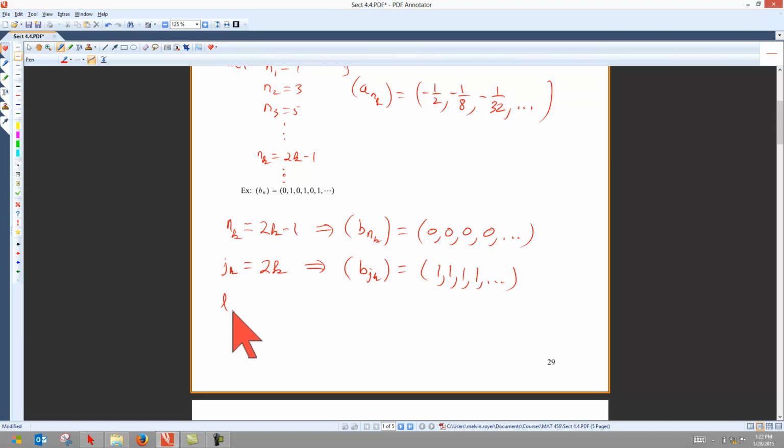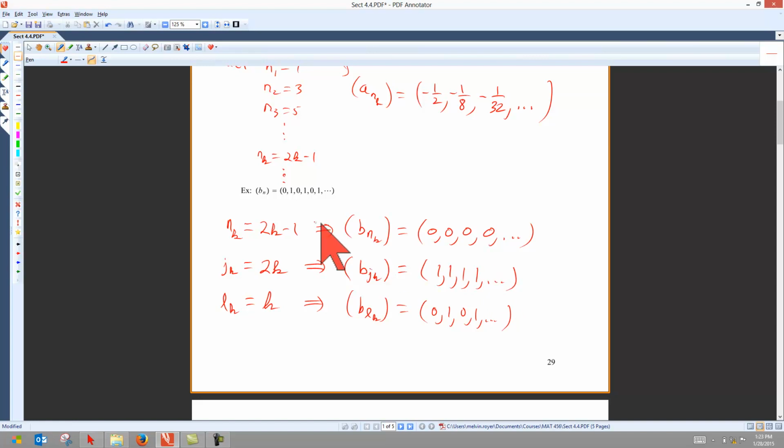And completely independently, I could pick L sub k to be just, say, k, and then b sub L sub k is, well, this picks off everyone. So this goes 0, 1, 0, 1, etc., which of course is the original sequence. So every sequence has itself as one of its subsequences, and then probably many other sequences as well.